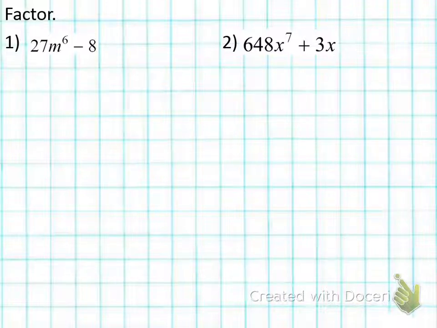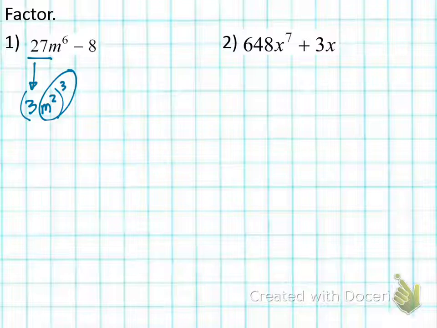From yesterday's lesson, I remember that we have to look for cube roots. We know that the cube root of 27 is 3, because 3 times 3 times 3 is 27. And the cube root of m to the 6th is m squared. So we know that all of this is like saying 3m squared raised to the 3rd, because by the power property, m squared raised to the 3rd is m to the 6th. You follow me so far?